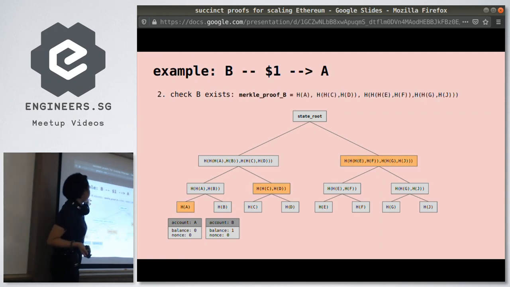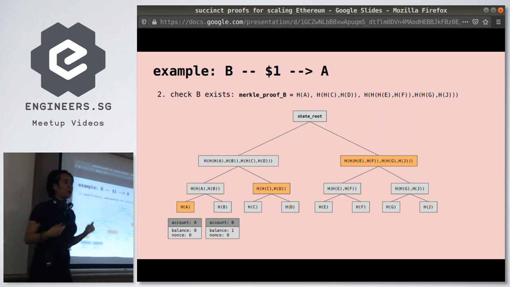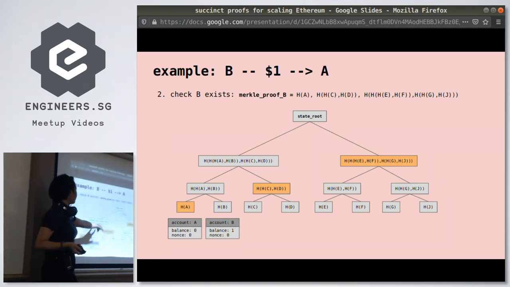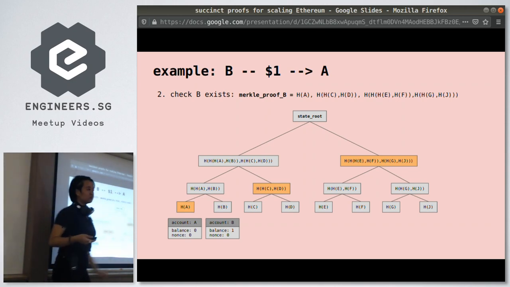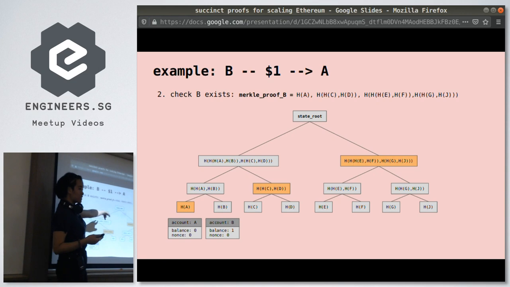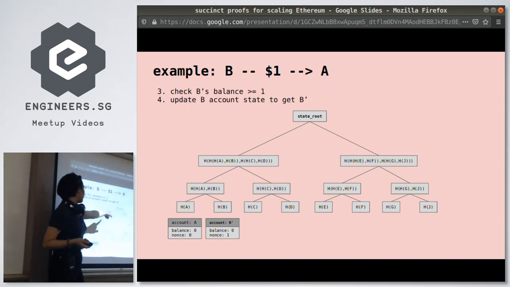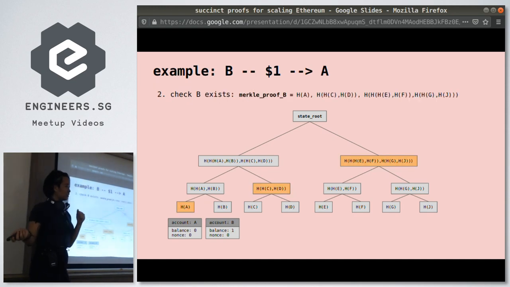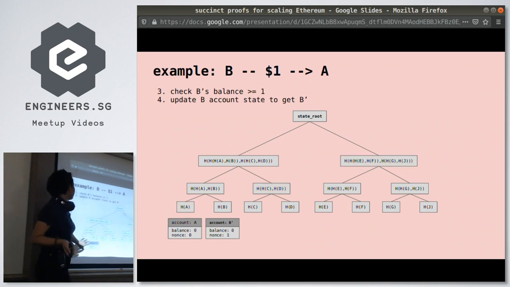So to check that Bob exists, what we do is we require a Merkle proof from Bob. A Merkle proof is basically all the nodes and inner nodes necessary to hash from Bob up to the state root. So Bob needs to, along with his transaction, give us these three nodes. And we hash it ourselves. And we better get the state root that we expect. So, any questions, by the way? Okay. So once we're satisfied Bob exists, we check that his balance is enough.